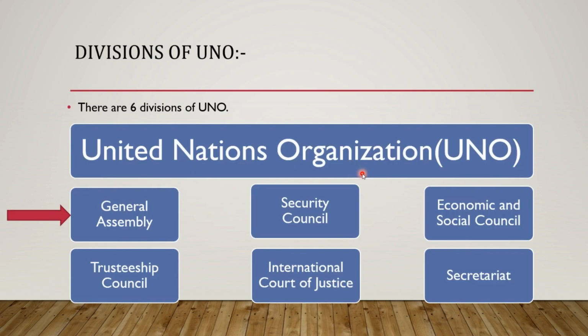So, starting with the video, first I'll explain some things about UNO. The United Nations Organization is divided into six parts: General Assembly, Security Council, Economic and Social Council, Trusteeship Council, International Court of Justice, and Secretariat. In this video, we are going to learn about the General Assembly.